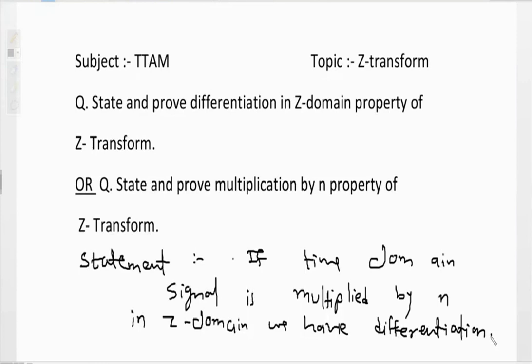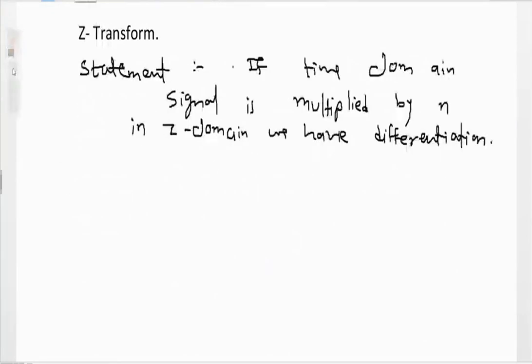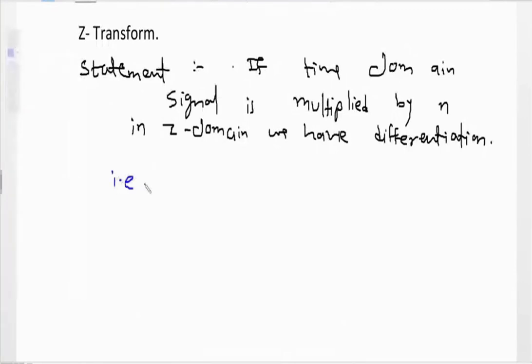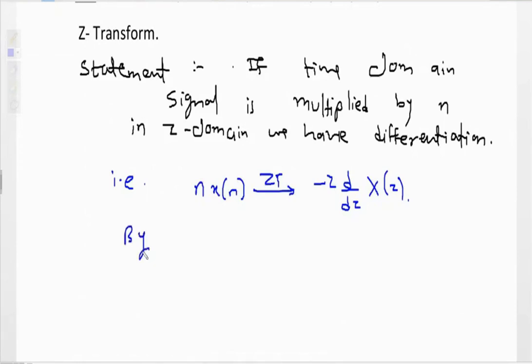Now the proof of this, that is, n into x of n. So the time domain signal is multiplied with n, then it has the transform minus z d by dz x of z. Okay, so this thing we have to prove. For this proof, I will take the help of the definition of the Z transform.